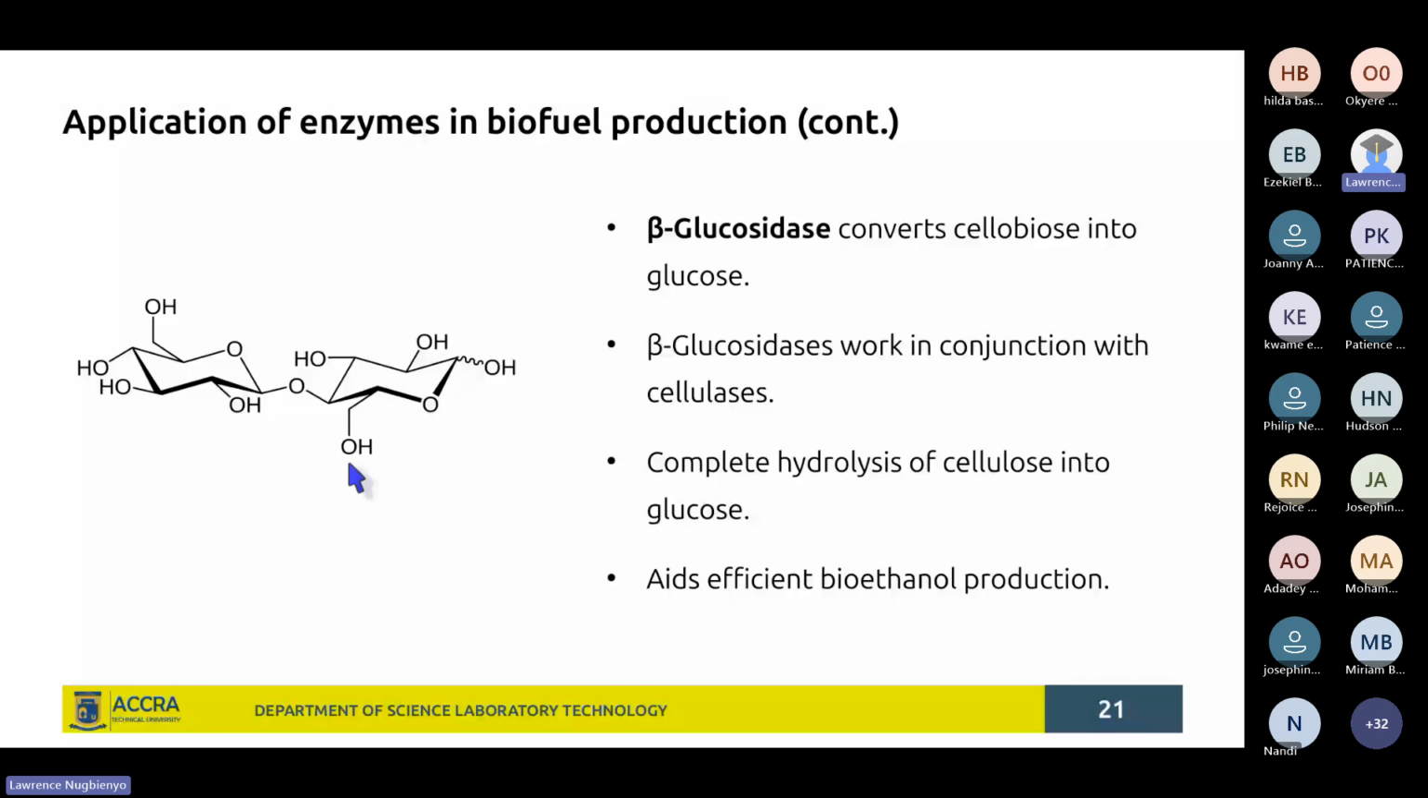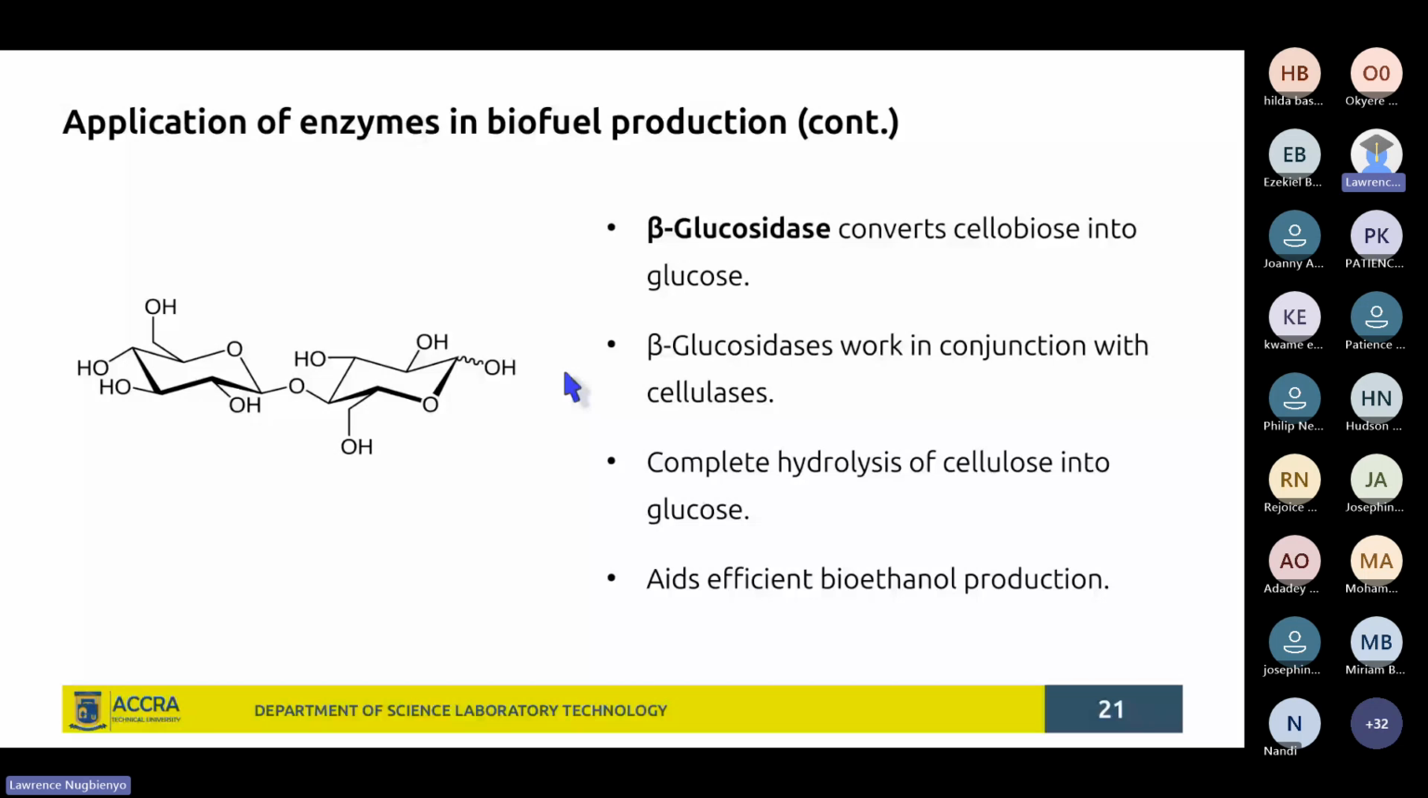And so once they are broken down into those simple sugars, glucose molecules, you can have those glucose molecules going into the process of fermentation to produce the ethanol, the bioethanol, which is being produced as a biofuel. So it's a way of also increasing the efficiency of the production of the biofuel. You can see it's not just a single enzyme which is being used in the production of these things, but a mixture of these enzymes.